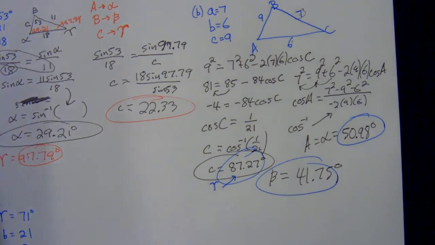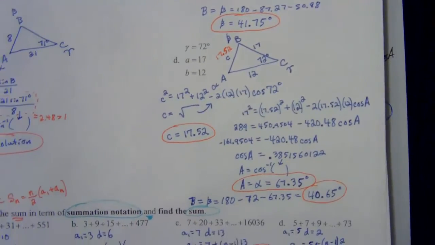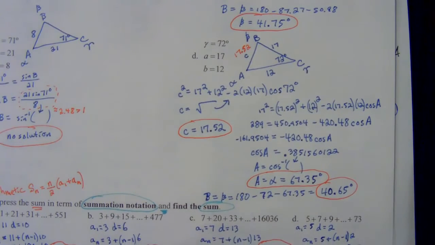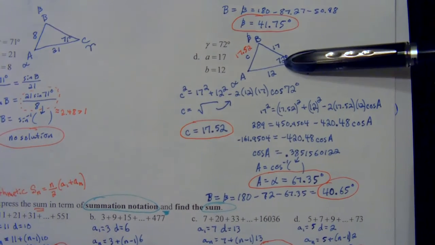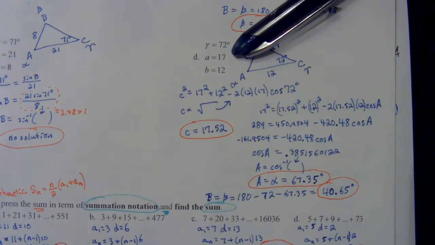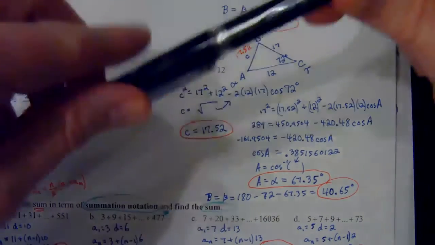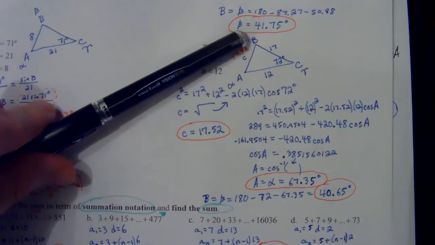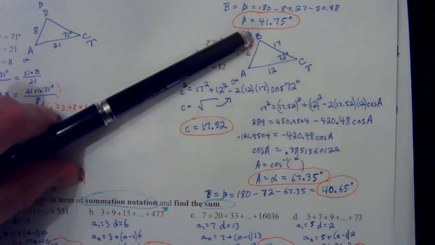Now, the last two, I'm just going to talk you through, okay? As you're working out letter D, there's all my work, there's all the answers. Letter D, you knew one of the angles, but you didn't know the opposite side right away. We didn't know that 17.52, so I couldn't use the law of sines on this one. I had to go straight to the law of cosines.